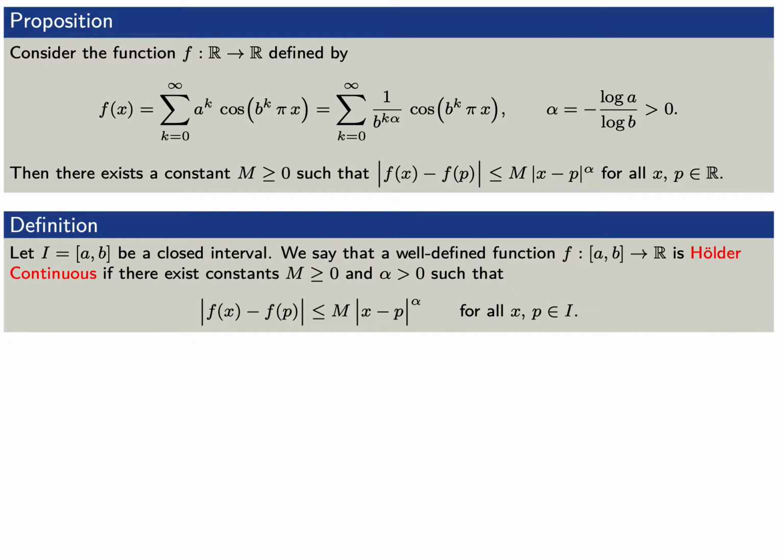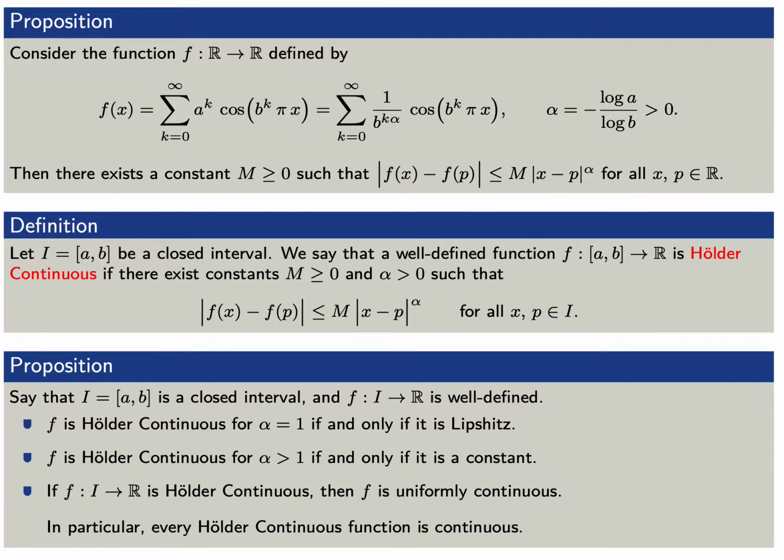That is, say that we have a well-defined function f on a closed interval I from a to b, such that there exist constants m and alpha, such that |f of x minus f of p| is less than m times |x minus p| to the alpha for all x and p in I. We have a few properties about Holder continuous functions. Again, say that I is a closed interval and f is a well-defined function on I. F is Holder continuous for alpha equals 1 if and only if it is a Lipschitz function.